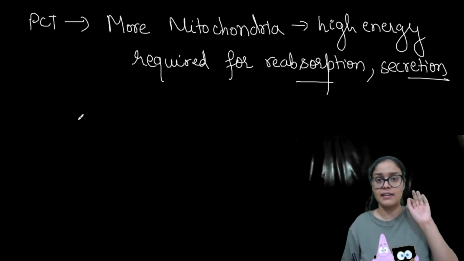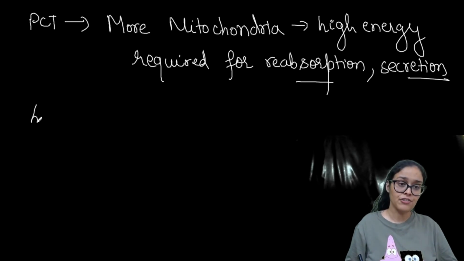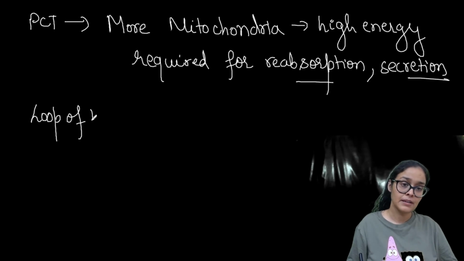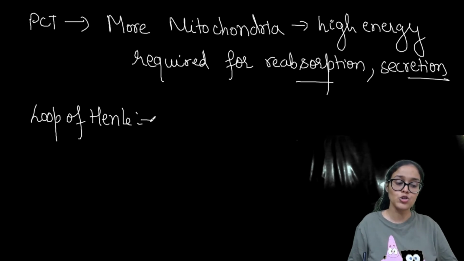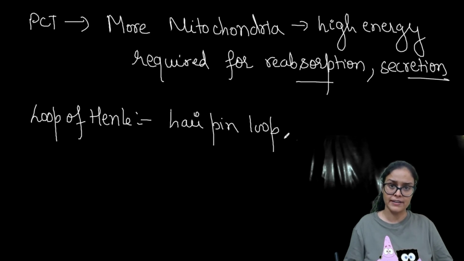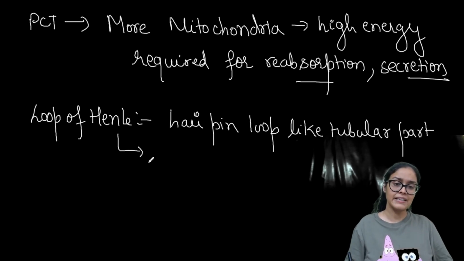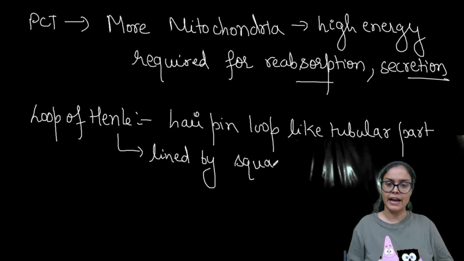For now, just remember that PCT has brush border cuboidal epithelium, right? Now if we see the loop of Henle, we know it is a U-shaped, hairpin-like loop structure. That's why we call it the loop of Henle, right? A loop-like tubular part, as simple as that. And it is basically lined by squamous epithelium, as simple as that.